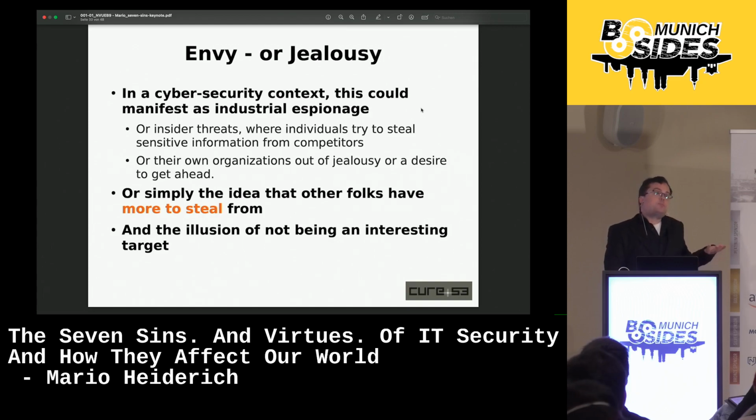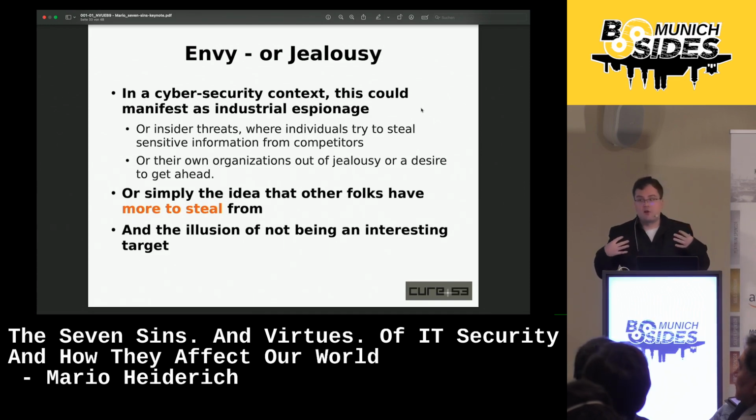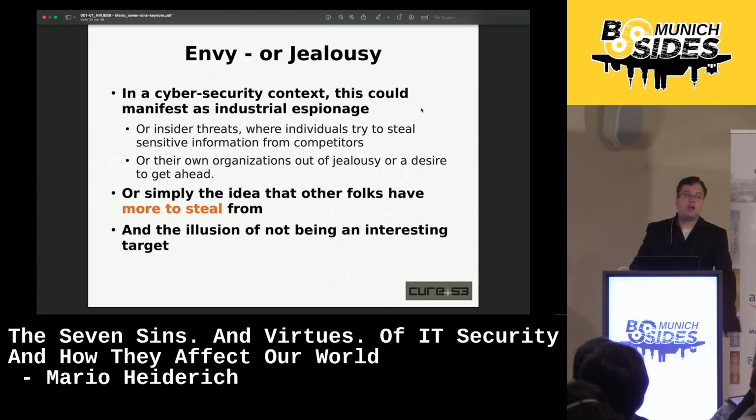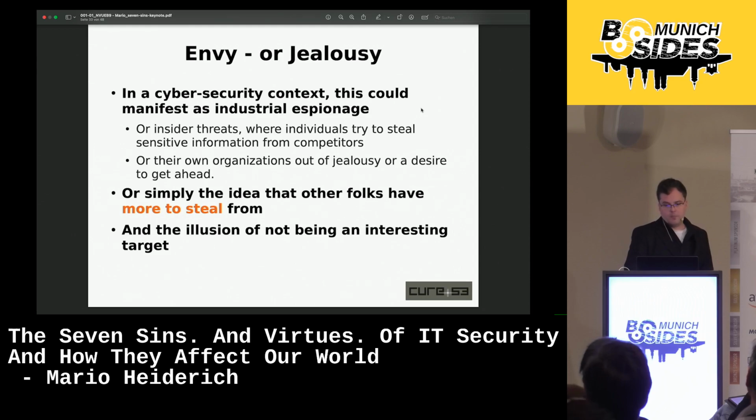But we could potentially also think about envy or jealousy in the opposite direction by inverting it and assuming that no one is going to hack me, or no one's going to hack us, because I'm way less interesting of a target than anybody else, so I don't have to invest into cybersecurity because who would steal from us? We don't have that much, which is usually a fallacy as well.